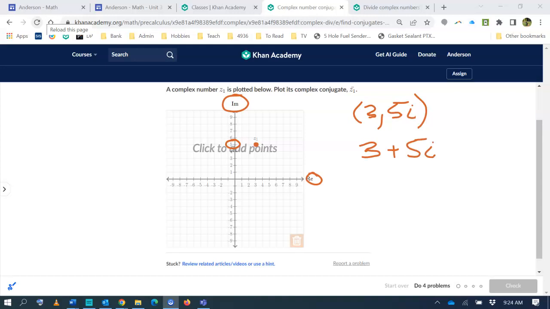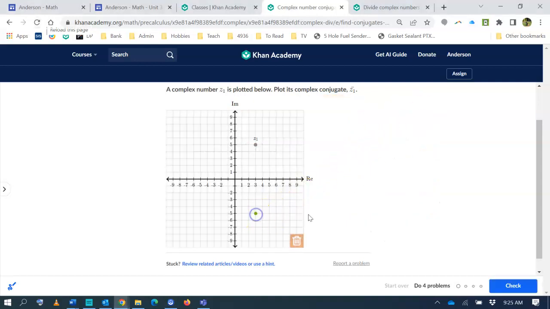And so the complex conjugate of that, we take our second number and flip its sign. So we get 3 minus 5i. And that as a coordinate point would be the parenthesis and a comma. So we're going to go to positive 3 and down 5. So (3, negative 5). All right, and I'm going to end this video here.